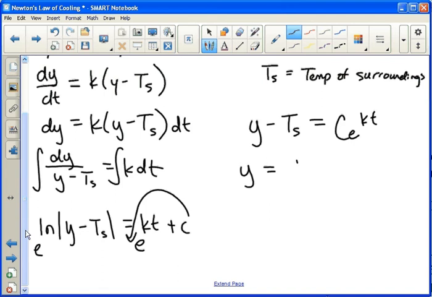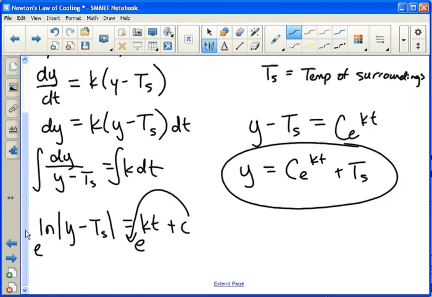So from now on, instead of starting with the differential equation like we did up top that I'd circled earlier, you can just start with this equation. You can start with y equals ce to the kt plus Ts. So you notice it's not that much different from the one we were using before, the basic y equals ce to the kt. Again, let's just talk about what each of these things mean.